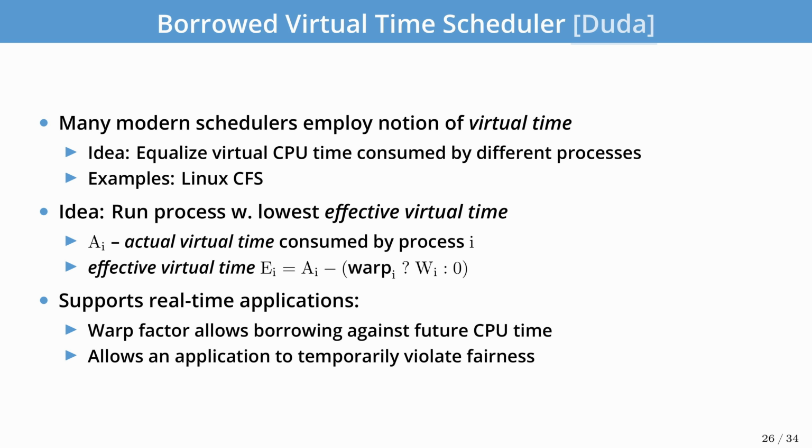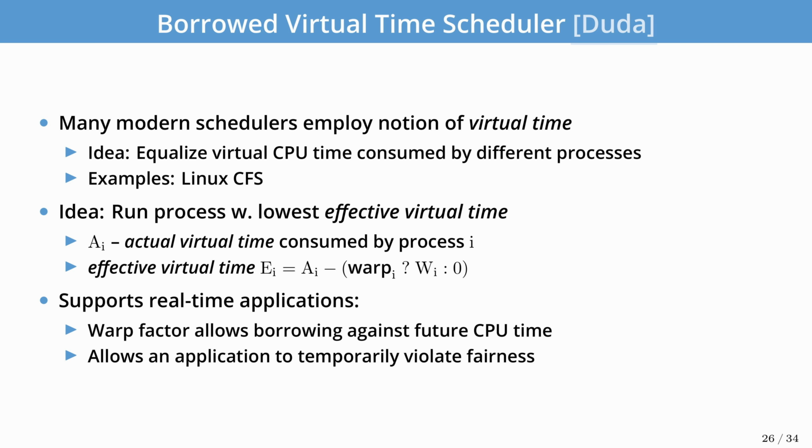So this brings us to a second class of schedulers that are very common, that are based on the notion of virtual time. The borrowed virtual time scheduler is the example we're going to use today, but there are many versions of this, and they all look very similar to the BVT scheduler, including the Linux CFS scheduler, which is the default scheduler in Linux. The idea here is a lot simpler. We just want to run the process with the lowest effective virtual time. And for every process, we're going to keep a notion of the actual virtual time consumed by that process, and we're going to denote that by A_i.